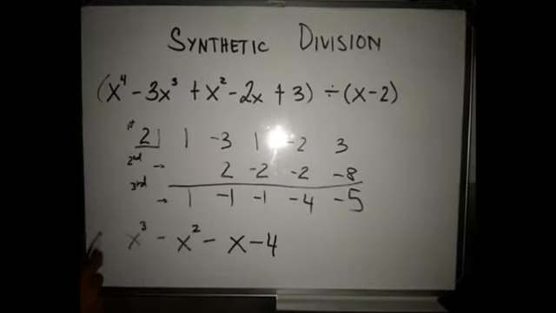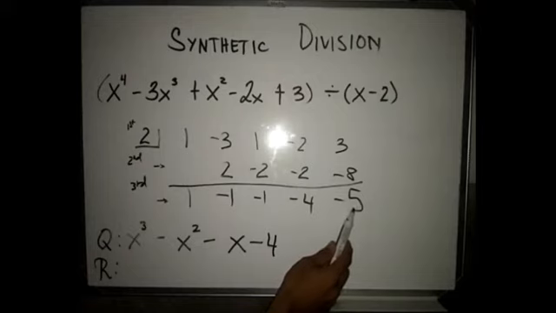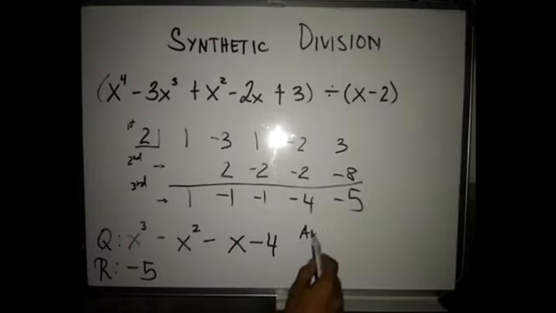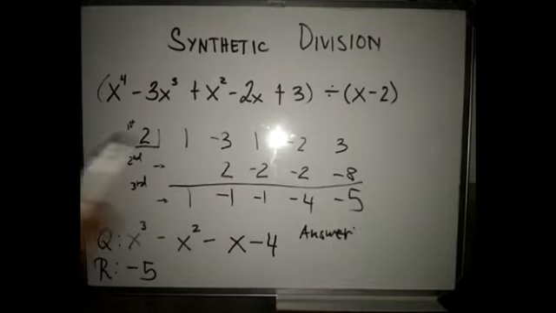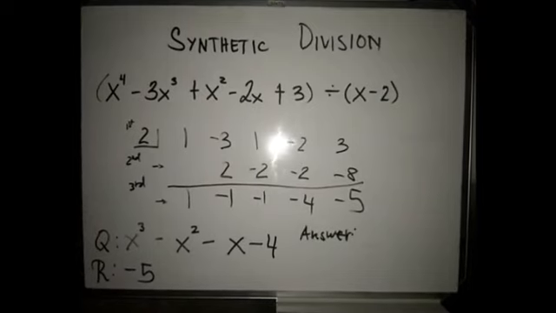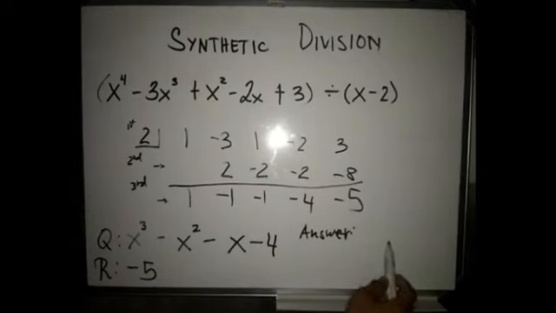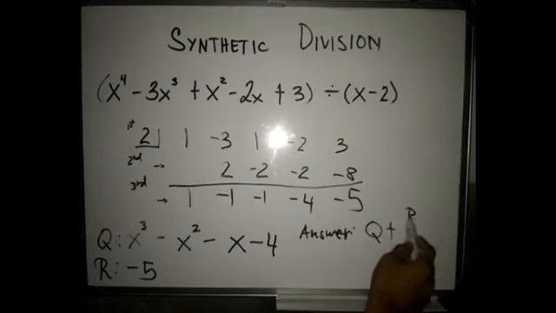Okay, so this is our quotient. Next, how about our remainder? Yung nahuhuling numero. So that would be negative 5. How about our answer? Kung maalala natin dun sa long division, we consider the answer in the form quotient plus the remainder over the divisor.